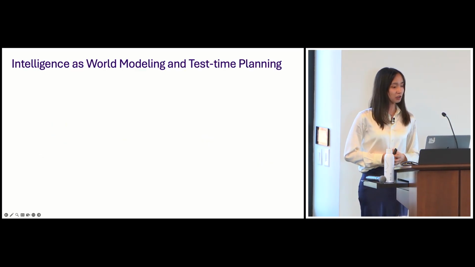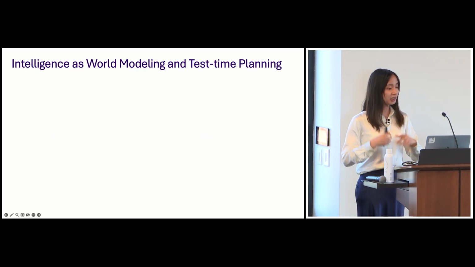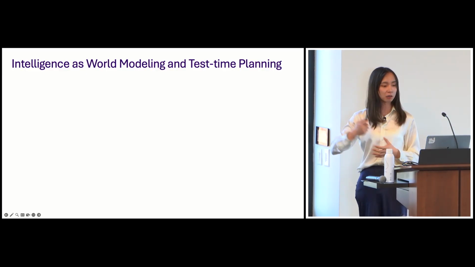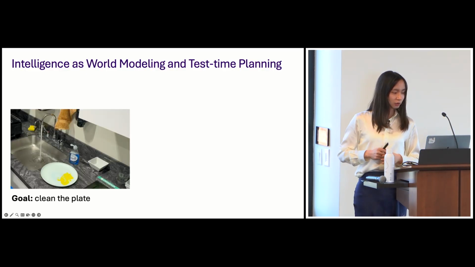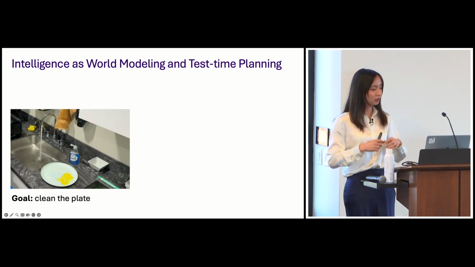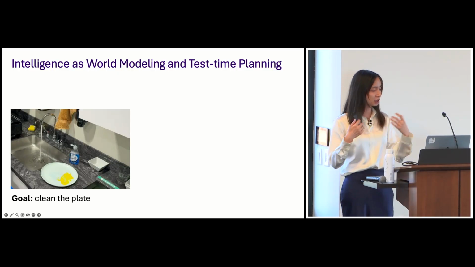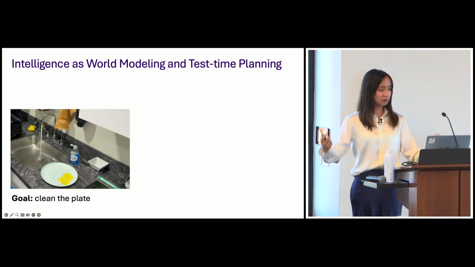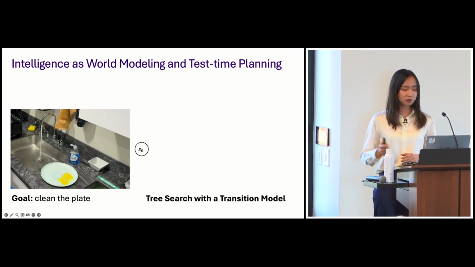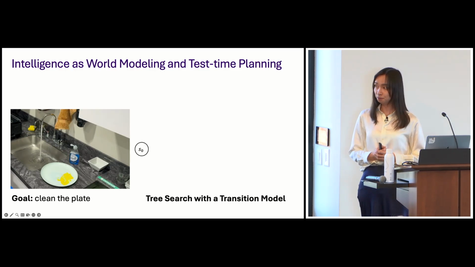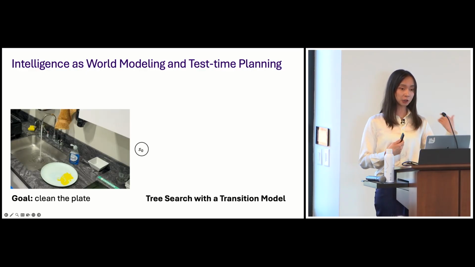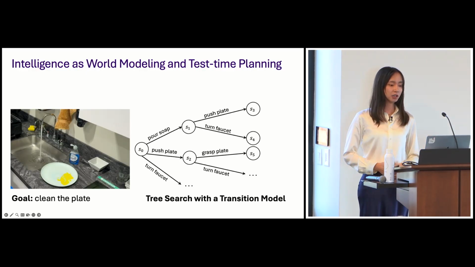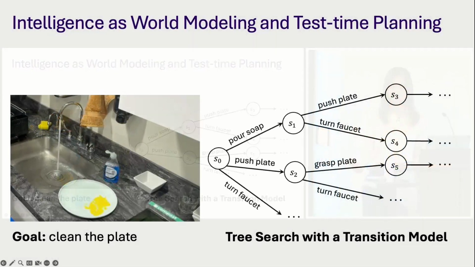All of this starts with the following view, which is to think about intelligence as world modeling and test-time inference. In the particular case, I will talk about planning. Let's think about a concrete example: I'm in a household environment, and I'm going to clean the plate in a kitchen environment. One way to find a sequence of actions to accomplish the task is tree search with a transition model. You start with some state representation of the current state. You enumerate possible actions you can take in this environment. You do that recursively until you have found a plan.